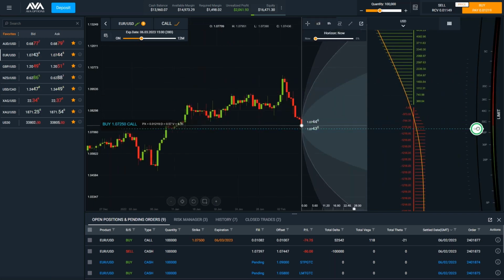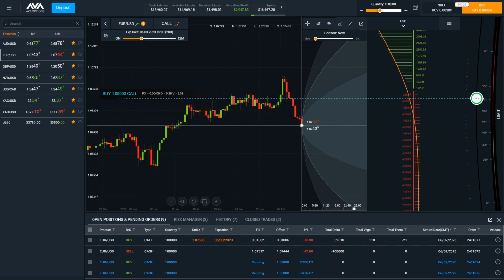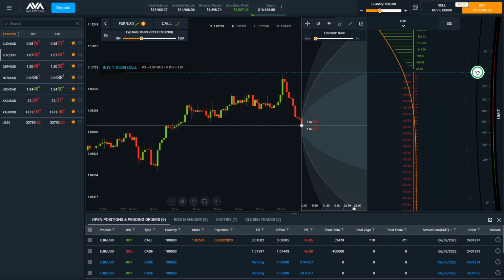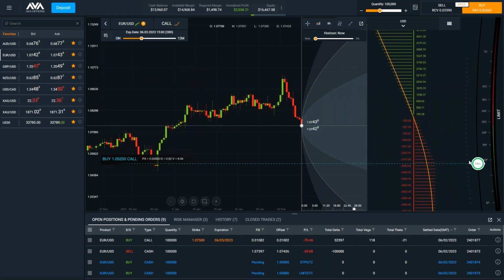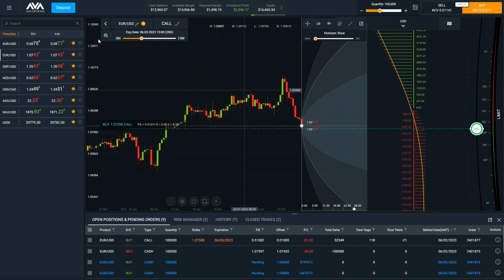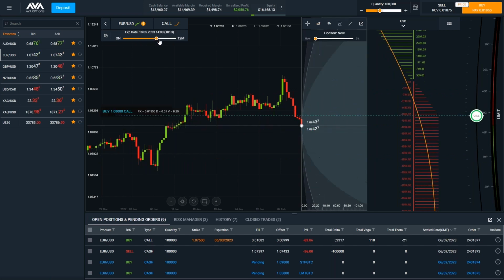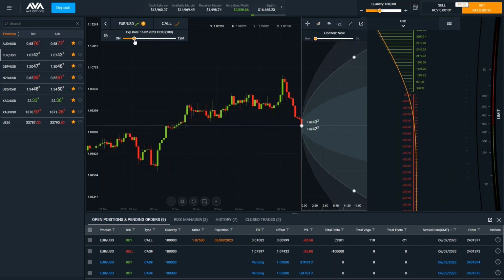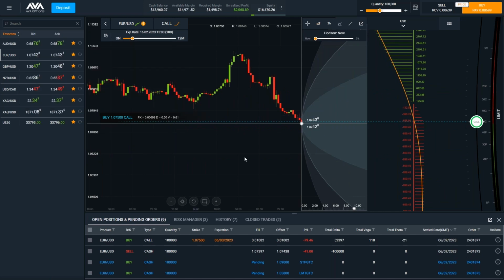Instead of the right to buy at 107.50, which costs 107 pips, I can set the right to buy at 109. It's further away. It costs half as much, or less than half as much. So now I'm only risking $460. I can even go further away. So the price of an option depends on the strike. It depends, of course, on time, and it depends on the volatility of the asset.